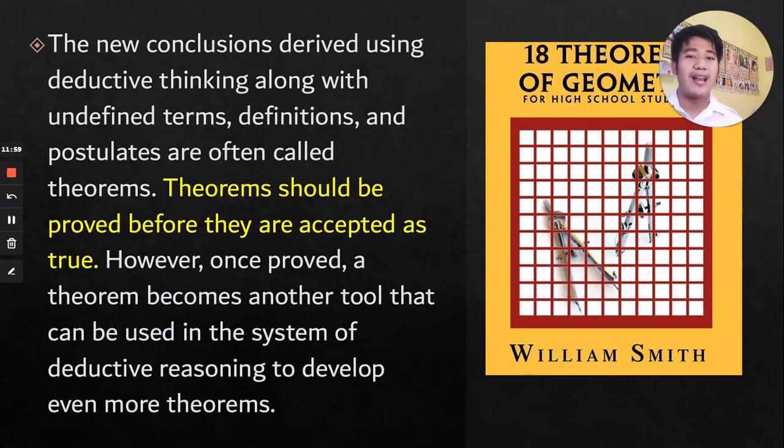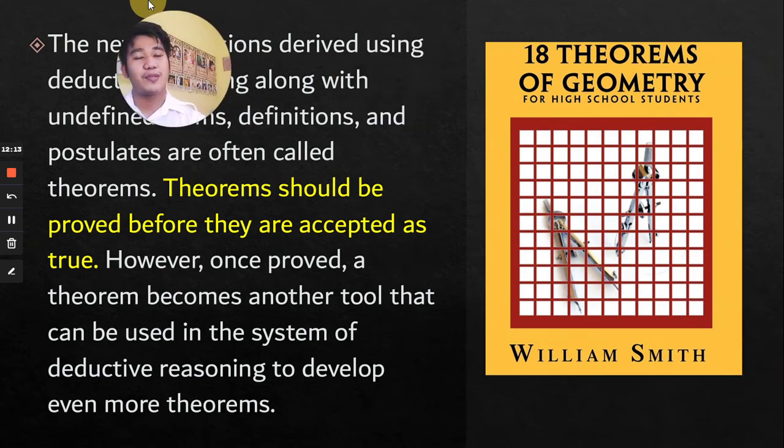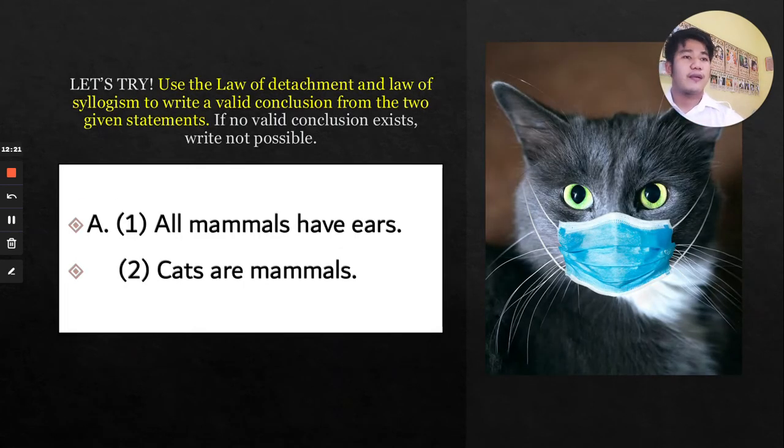So expect a lot of these definitions, postulates, and theorems. Memorize them all. Here, I just got a book, titled 18 Theorems of Geometry for High School Students by William Smith. So there are a lot of them. Actually, I think this will be all for the discussion.